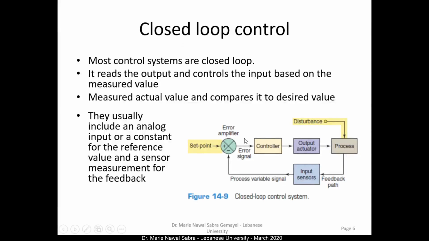And then we have the error signal, which is the difference between these two values, that is itself the input to the controller. And then I have the machine, and then I have the sensor again that is going to read the new value of the signal to check if it is equal to the required value or not.